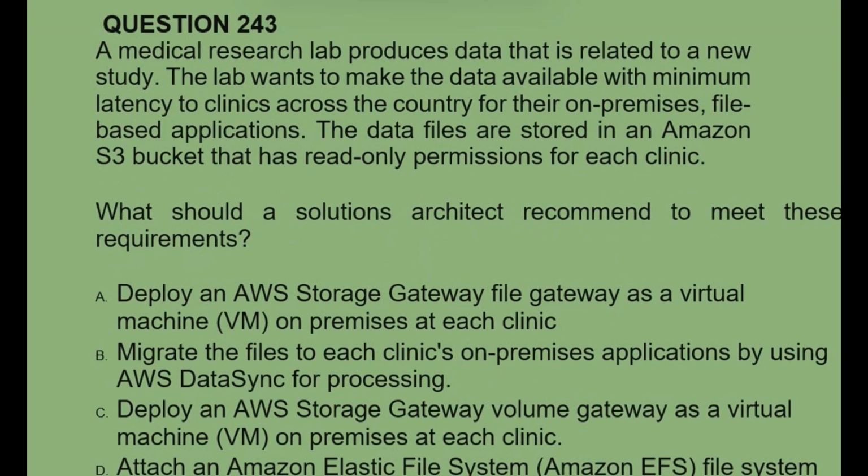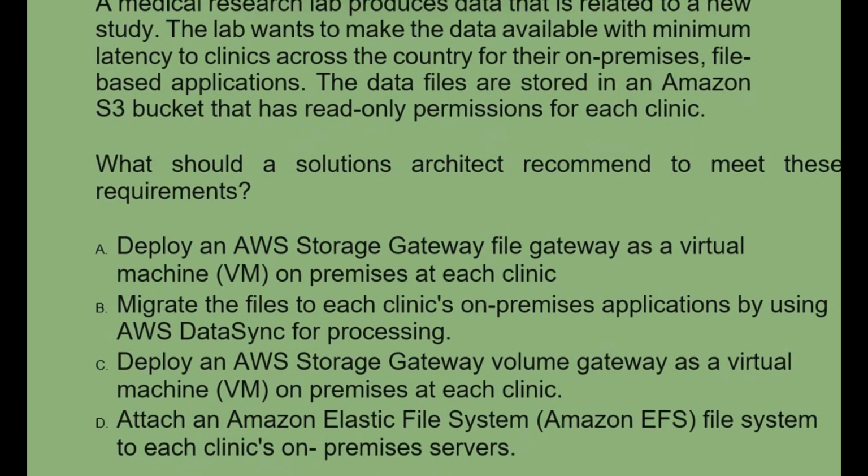Question is, a medical research lab produces data that is related to a new study. The lab wants to make the data available with minimum latency to clinics across the country for their on-premises file-based applications. The data files are stored in an Amazon S3 bucket that has read-only permissions for each clinic. What should a solutions architect recommend to meet these requirements?